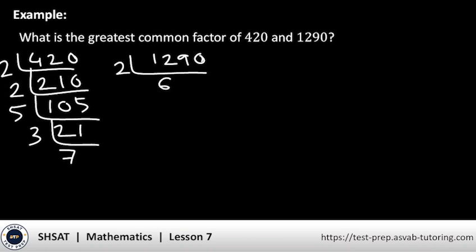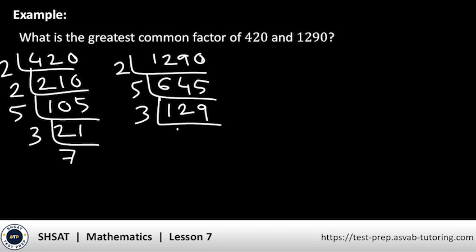2 times 6 is 12. 2 times 4 is 8. 1 and 0. So it's 5. So now you can take 5. 5 times 1. 1 and 4. So 5, 2. 4 and 5. 5, 9. Okay. So now you have 129. Interesting number, because what goes with 129? Can 3 go with 129? Yeah, 3 times 4 and 3 times 3. And 43 is a number that you cannot simplify furthermore because 43 is a prime number.